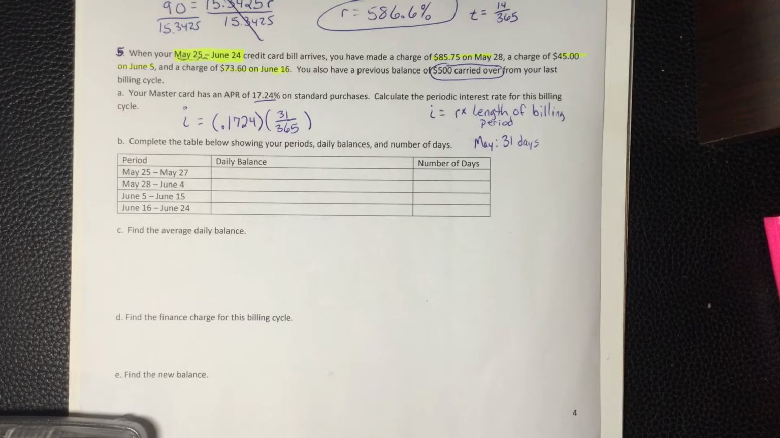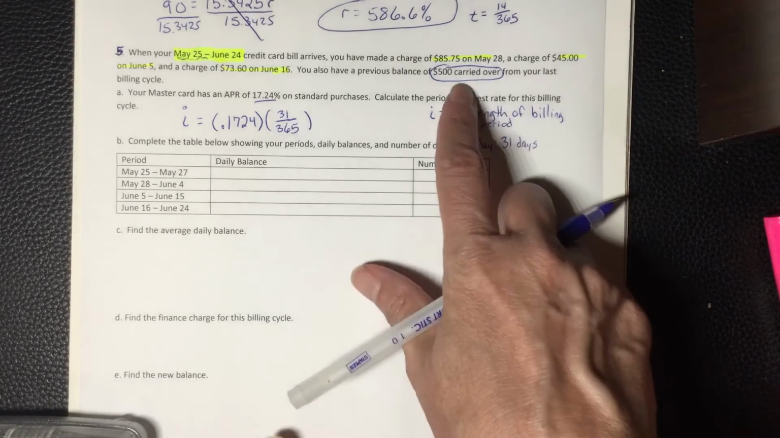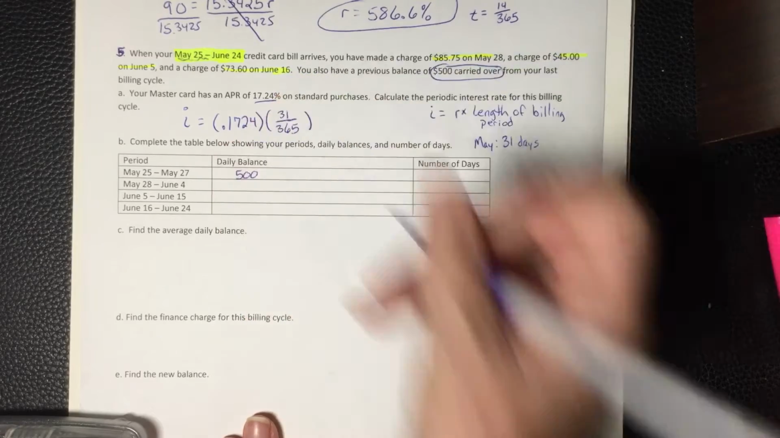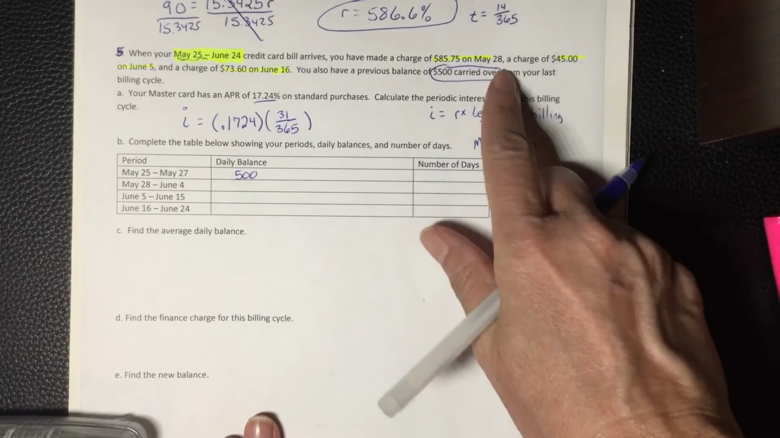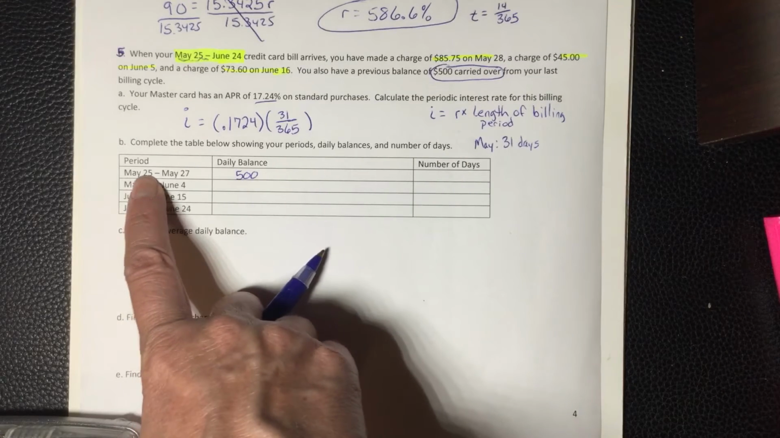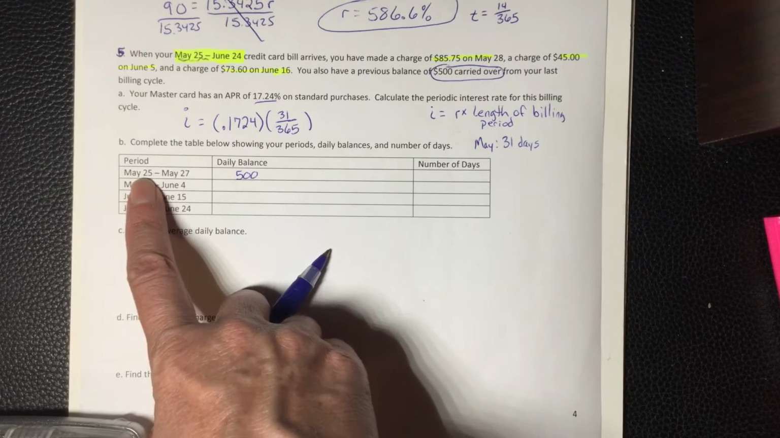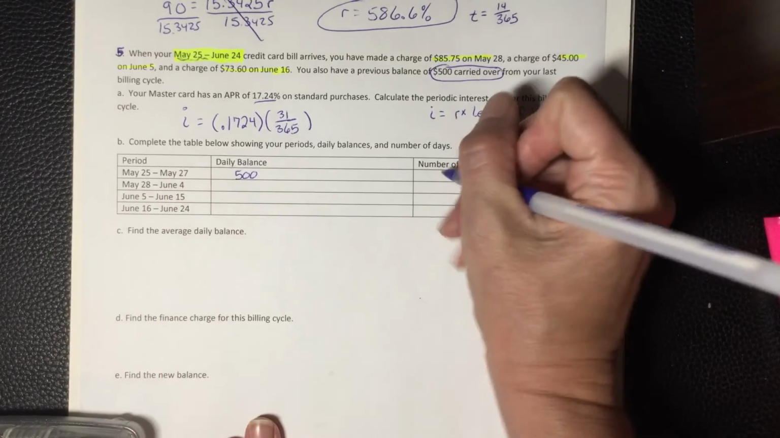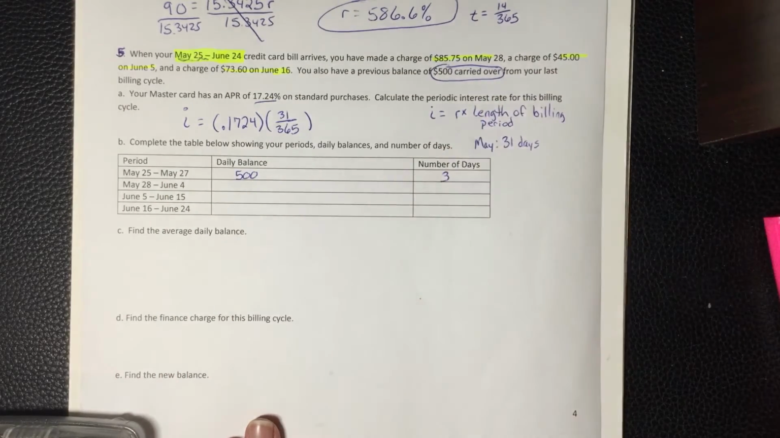All right, now we want to fill out the table showing all of the daily balances. So we are going to start with the $500 that we carried over. Okay, so we have that $500 balance. Our first charge is not until May 28th. So for the first 3 days of the billing cycle, the 25th, the 26th, and the 27th, this was our balance. So this would be 3 days.